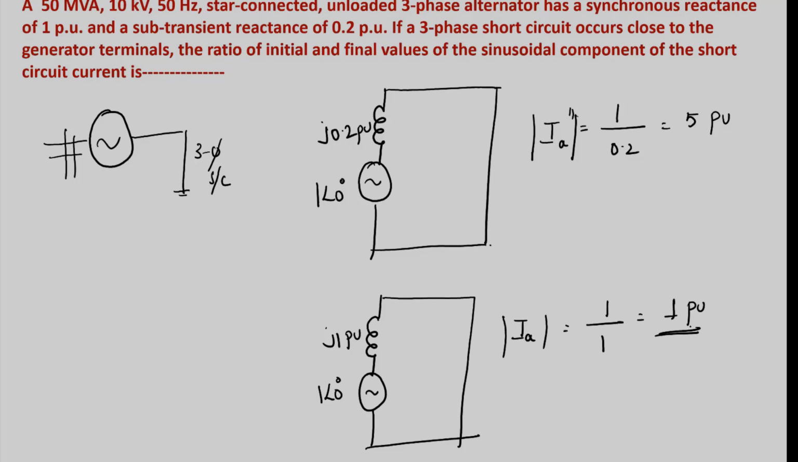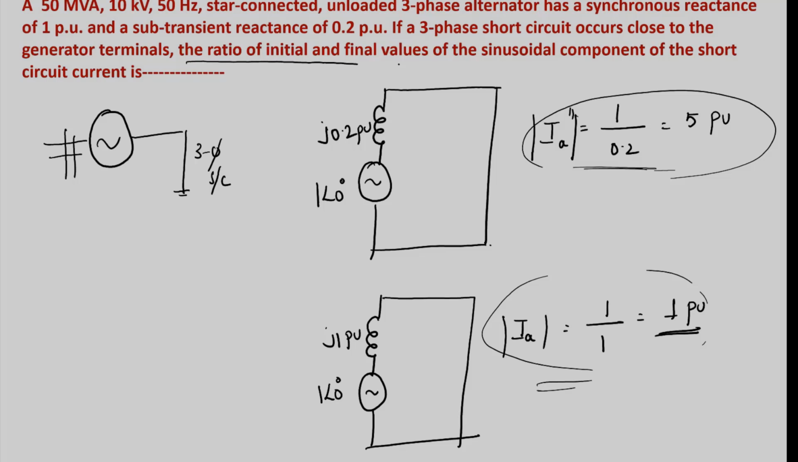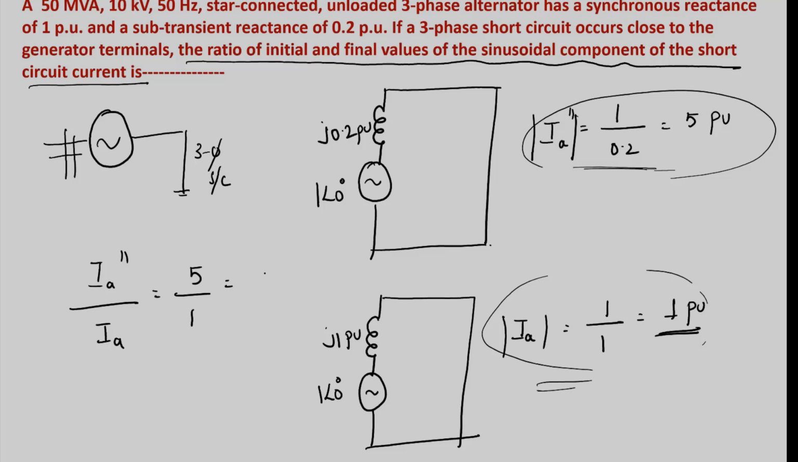So both are symmetrical short circuit currents. One is immediately after occurrence of the fault, one is the steady state current. So he is asking for the ratio of the initial and final value of the sinusoidal component of the short circuit current. So that is IA double dash divided by IA. That is 5 divided by 1. 5 is the answer. 5 is the right answer.